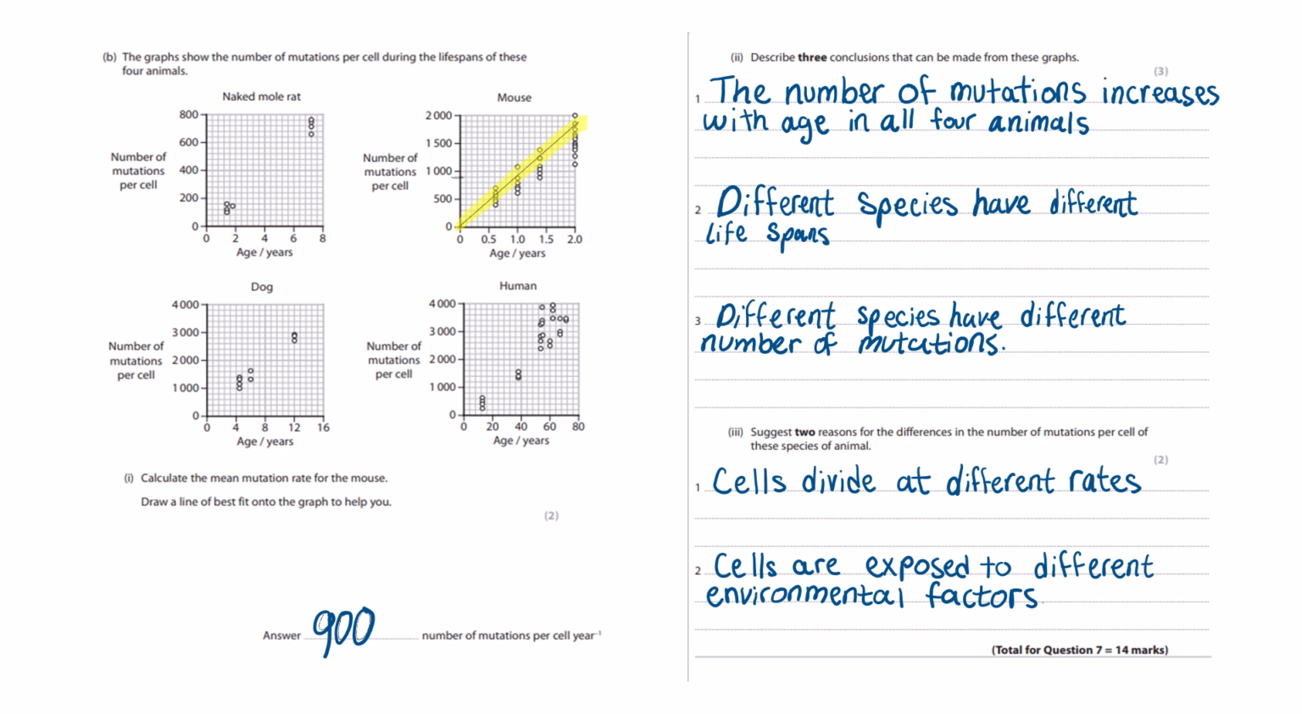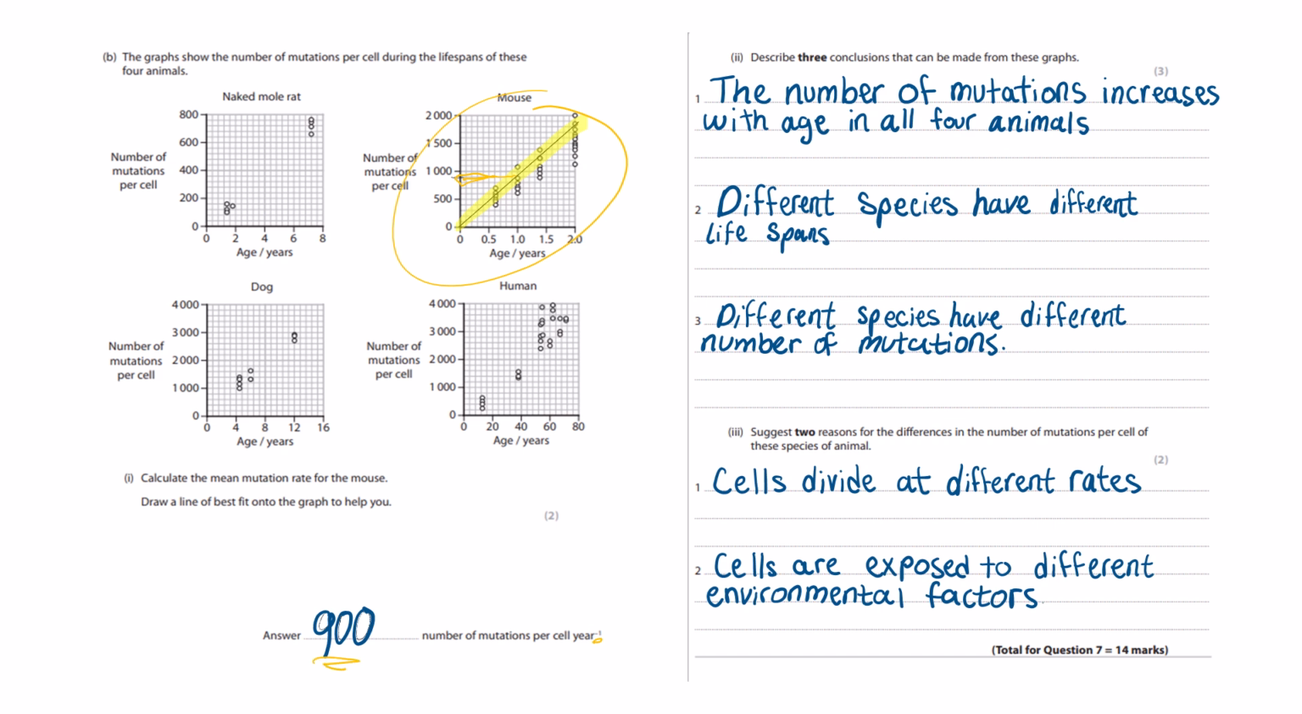So, the graph shows the number of mutations per cell during the lifespan of these 4 animals. Calculate the mean mutation rate for the mouse. Draw a line of best fit onto the graph to help you. Well, over here I drew my line. I tried to draw it between all the different points. Usually in these types of questions, they're going to give you in the mark scheme a range of numbers that are going to be allowed. Okay, just draw a nice neat line using your pencil. So draw a best fit line to help you, and then the mean is just going to go to year 1. So over here, just draw a straight line. It's roughly around 900.